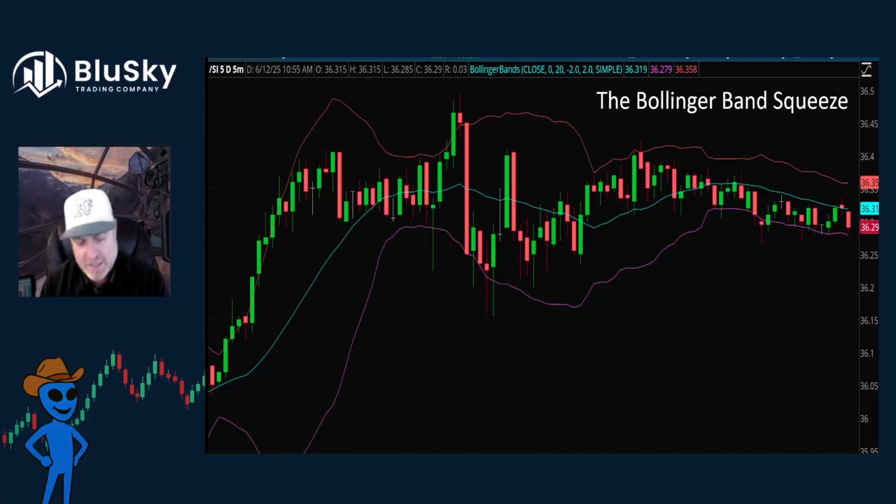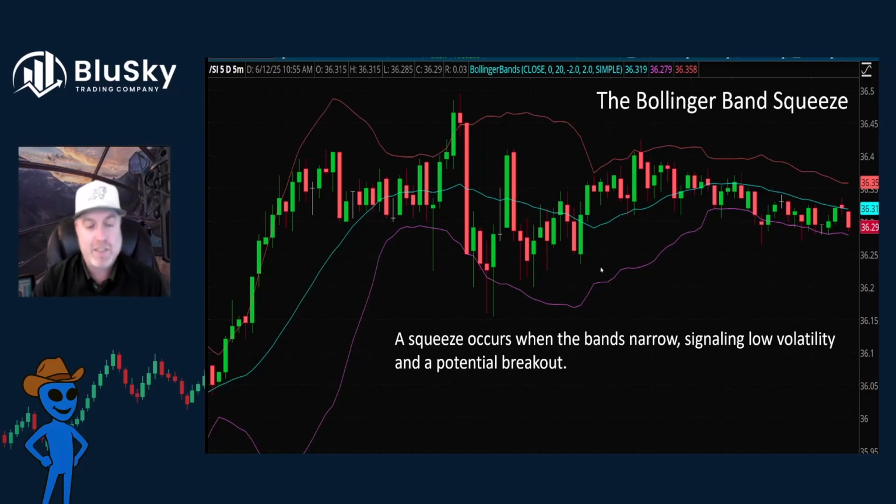And as that squeeze gets tighter and tighter, it cannot continue to get that tight. And then you see an explosive move outside. A squeeze occurs when the bands start to narrow and narrow, signaling a low vol environment. Really good for buying options, basically, and getting involved there, and it signals a potential breakout.